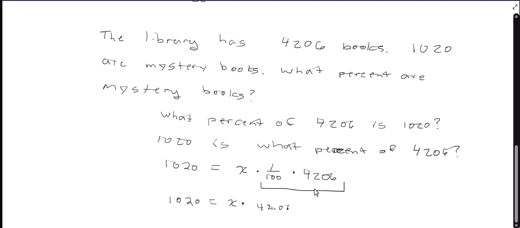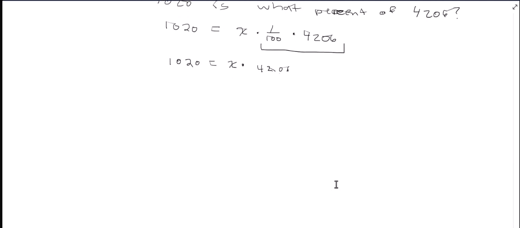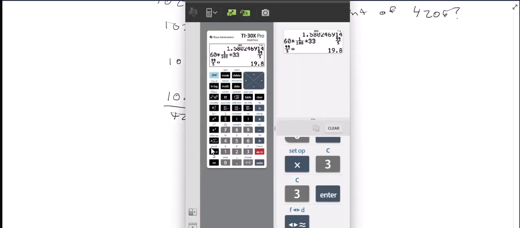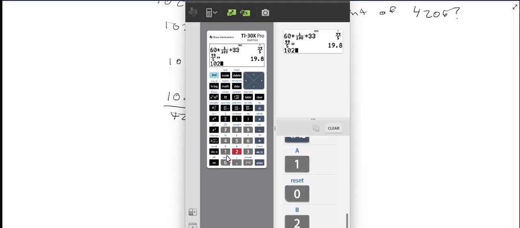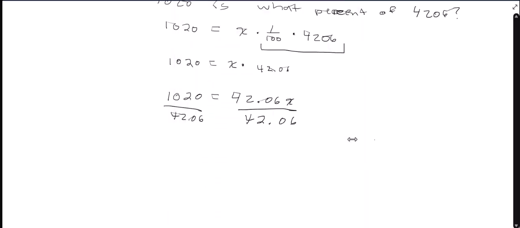And then just another way to write that would be 1020 equals 42.06x, and then to solve for x, divide both sides by 42.06. So 1020 divided by 42.06. And I get 24.25.